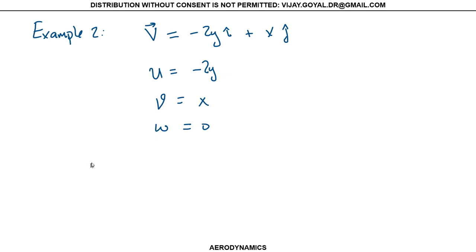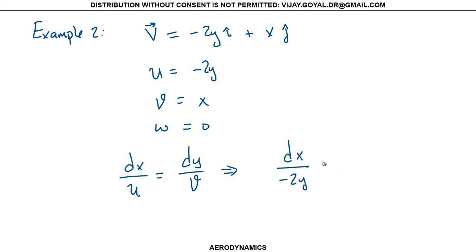again, what you could do is say you have a function where dx over u is equal to dy over v. It's only a two-dimensional problem, so this will give you dx divided by -2y, and on this side dy divided by x.